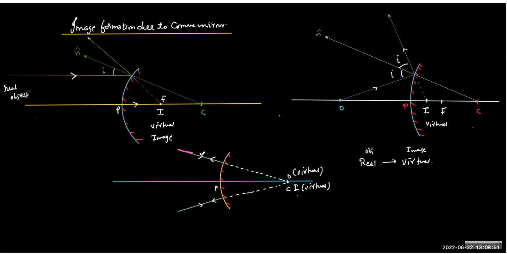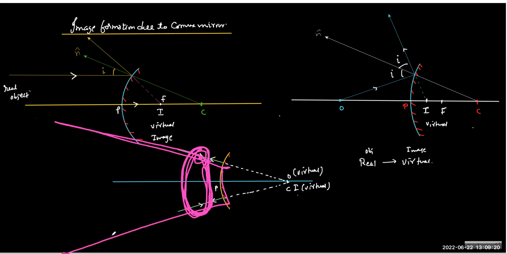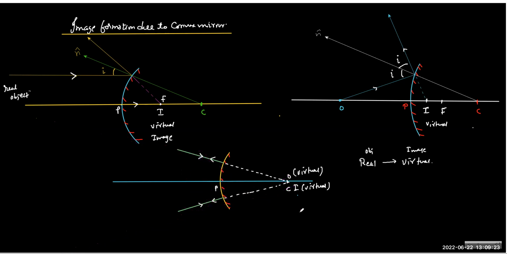And the incident ones, you can see these two incident rays. If you trace them back, they will also not meet. This is virtual object and virtual image. So what do you realize? The convex mirror is capable of creating virtual image of a virtual object, which was not possible in the previous case.